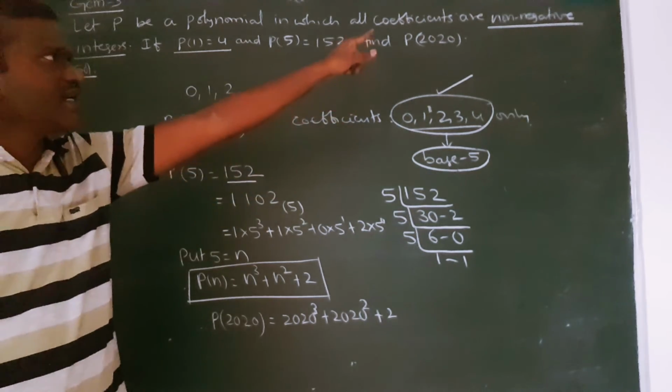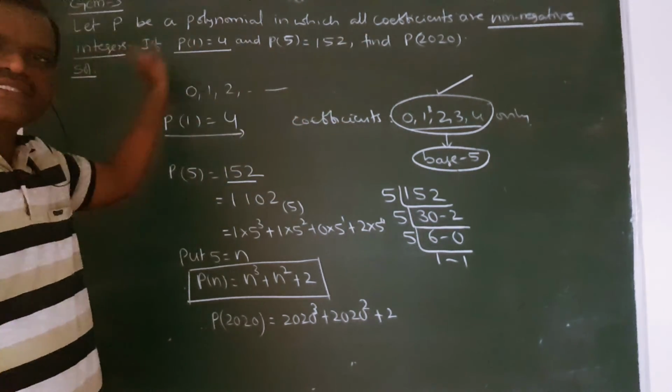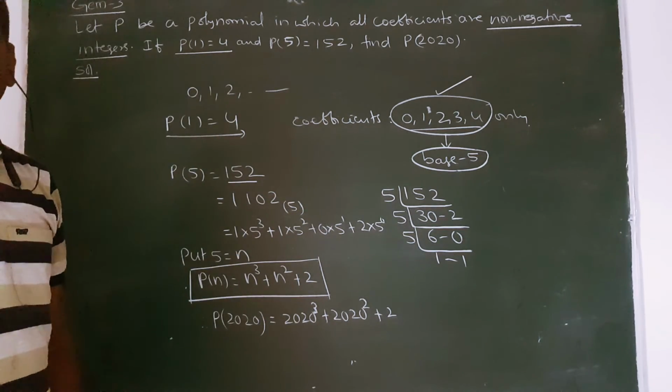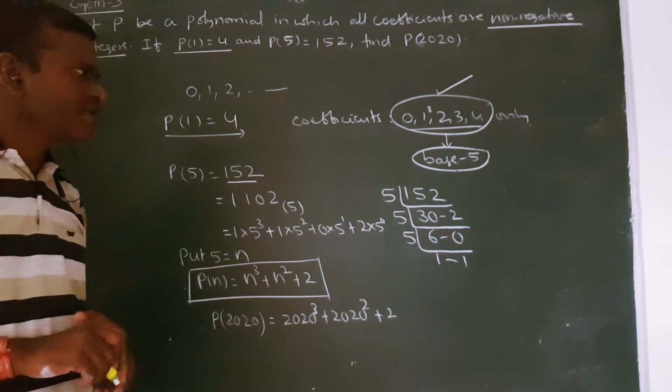Here the hint is: the coefficients are non-negative integers and P of 1 is equal to 4 is a big hint for us. Okay, so this is the question here.